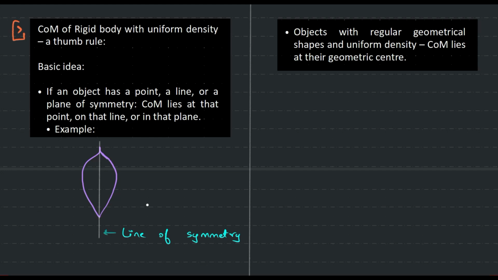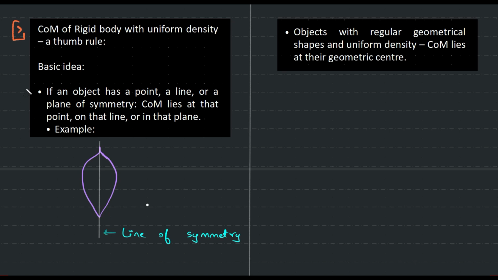Center of mass calculation can get a bit complicated, but there are a few thumb rules that we can use to simplify it. And please note that there are certain conditions that have to be met before you apply them. Okay, so we are looking at center of mass. We are trying to figure out the center of mass of a rigid body with uniform density. So that's the condition.